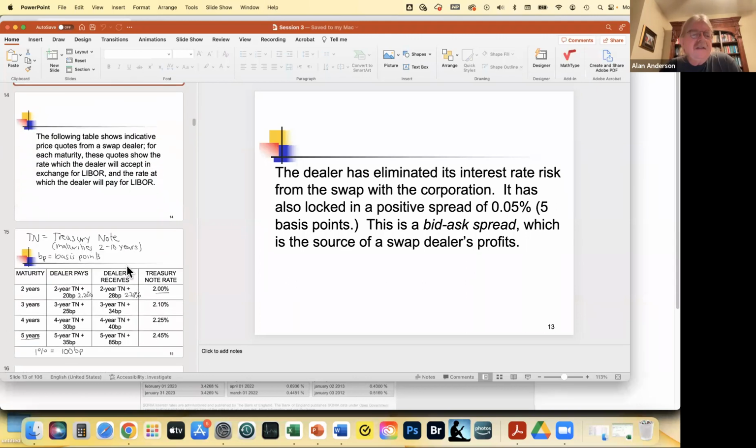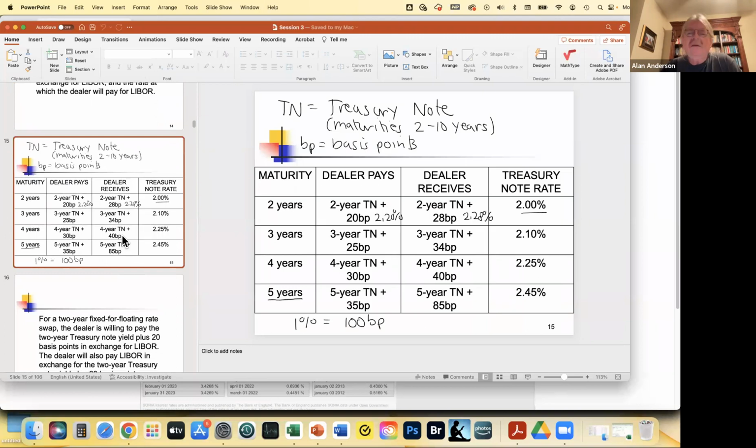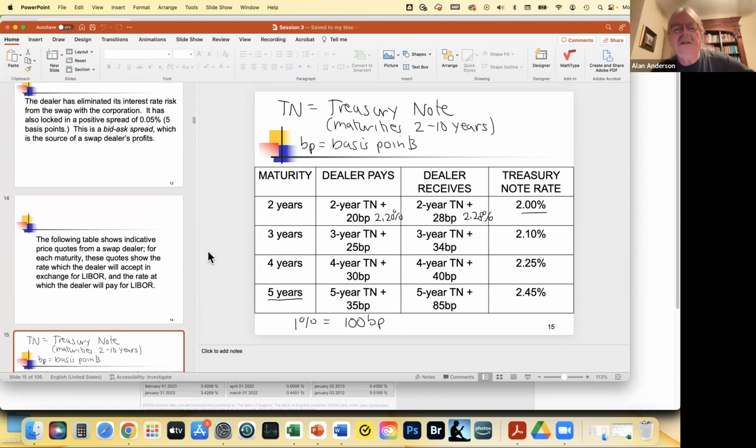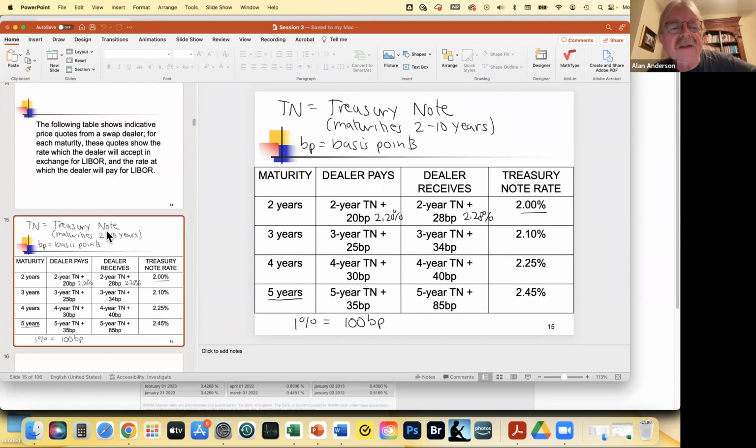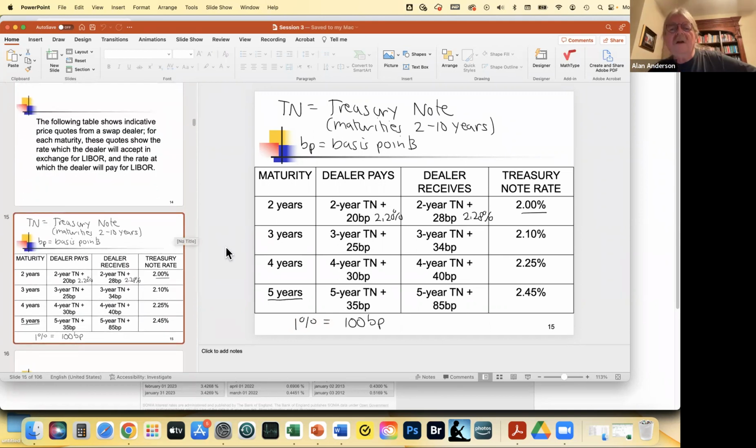Now, here's an example of how you might find this out. Let's say this is your dealer, and this is the quote that they give you. Oh, by the way, the letters BP stand for basis points. What is that all about? Let's just quickly run through that. This is Wall Street terminology.